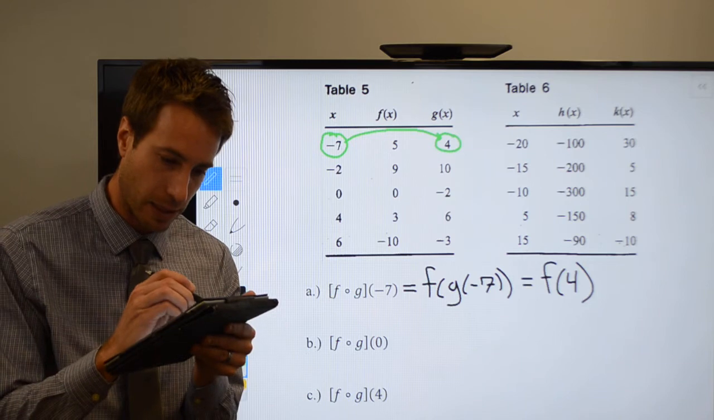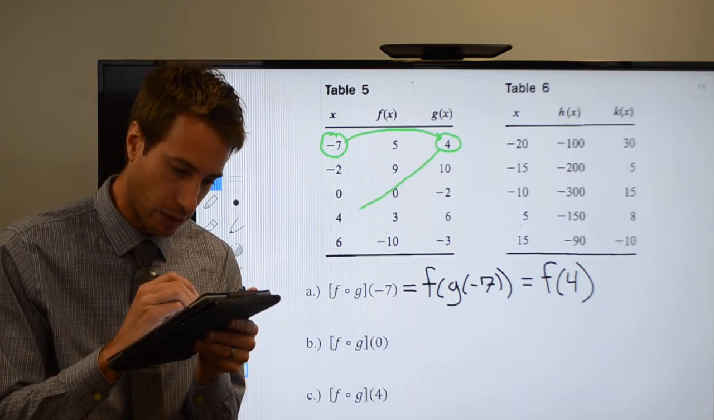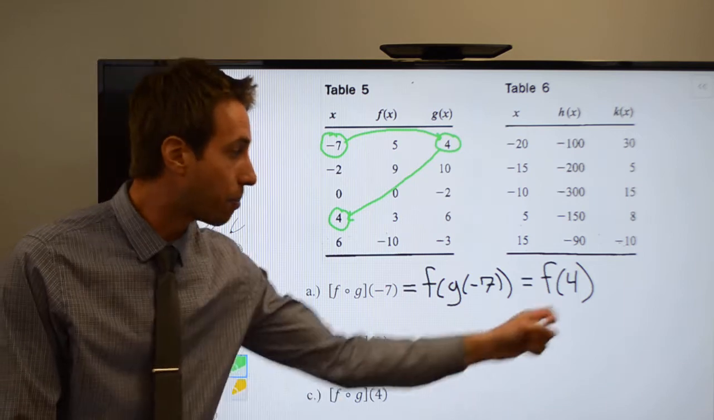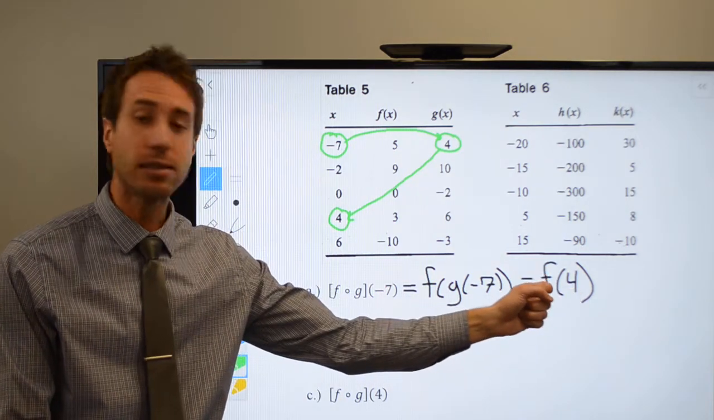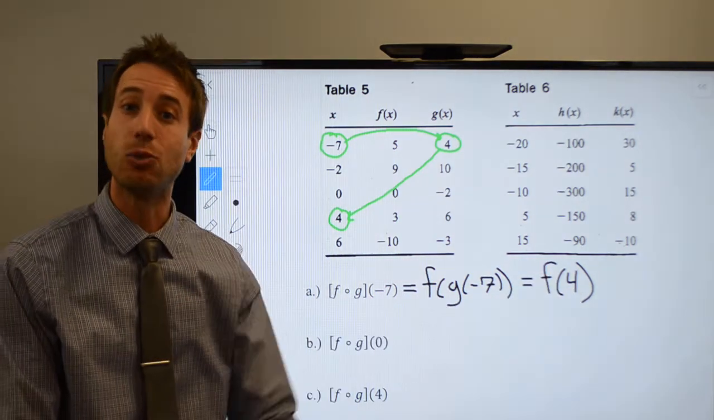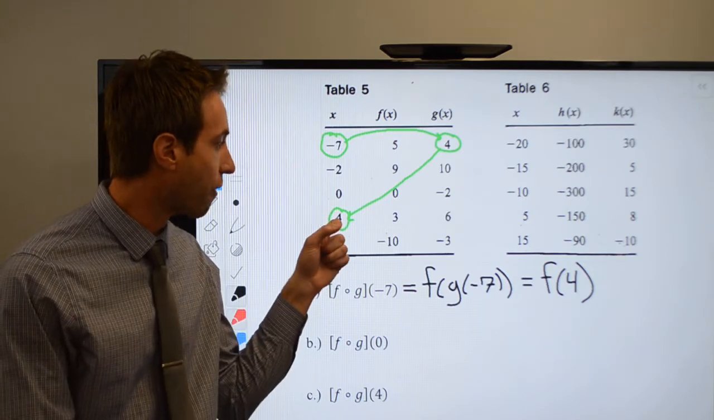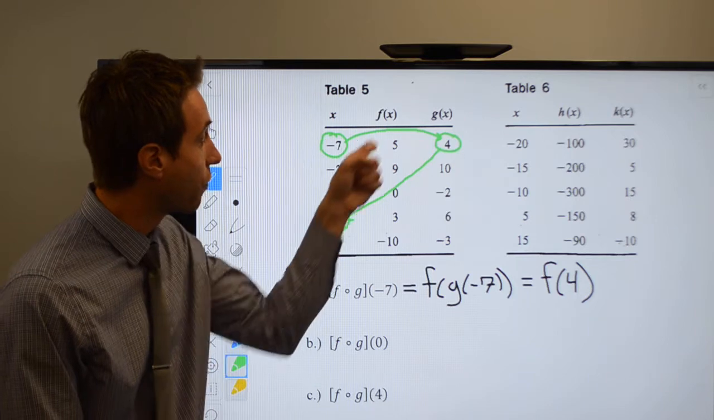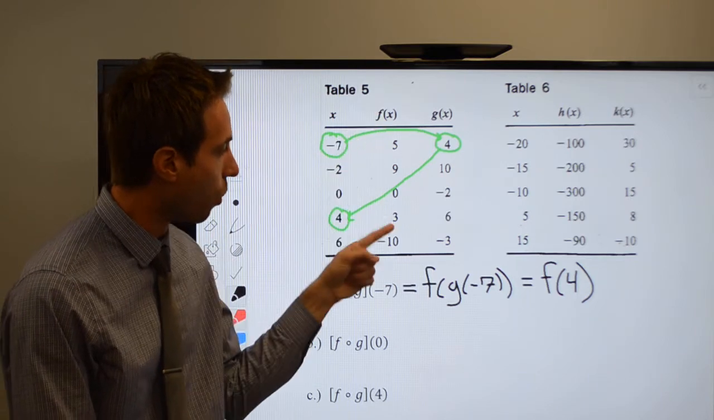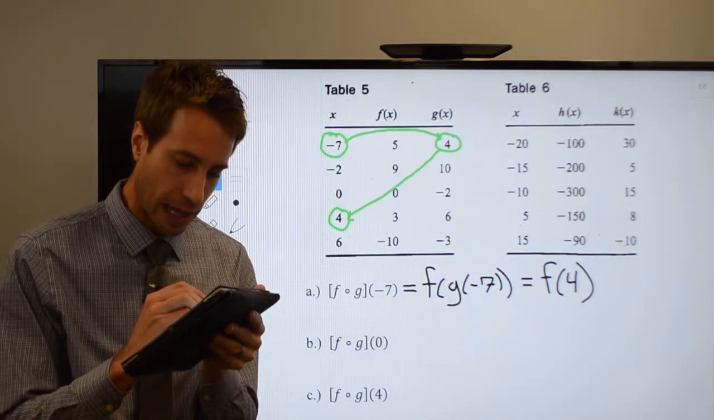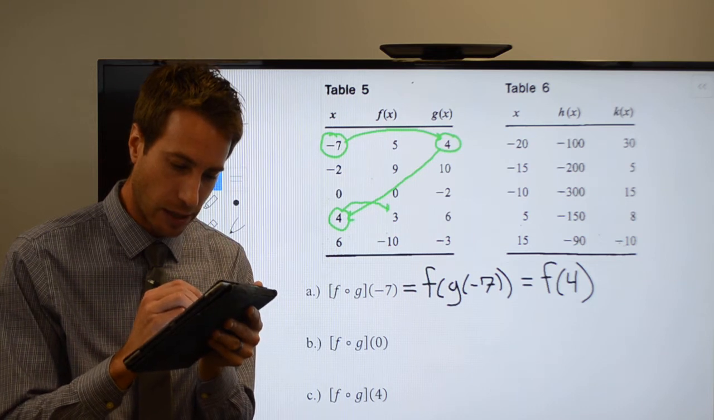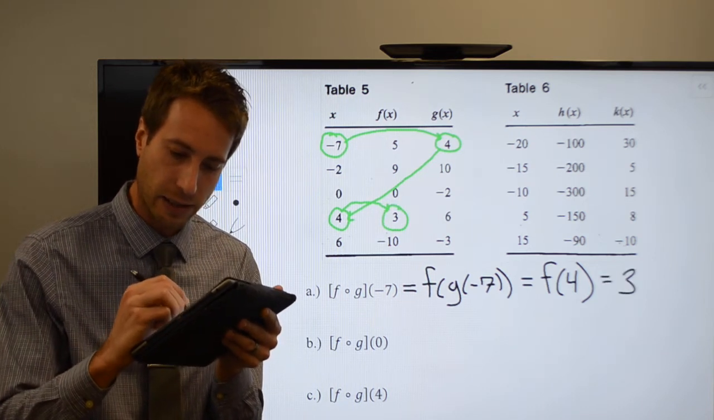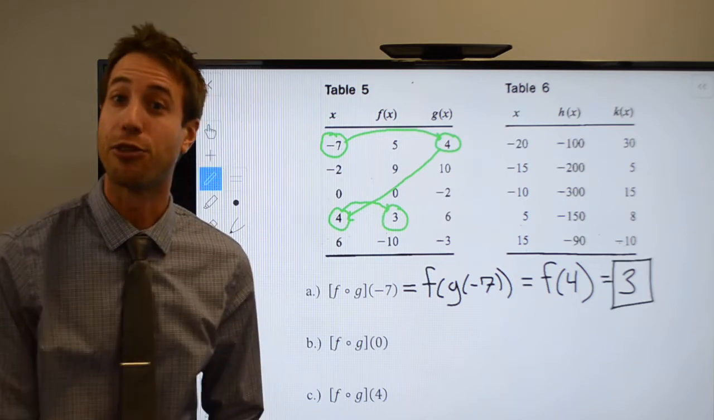So I'm going to come down here to 4, and now I'm going to plug that 4 into the function f and see what I get out. Well, I plug a 4 into f of x, and what do I get out? It looks like my table tells me I get out a 3. So my final answer is going to be 3.